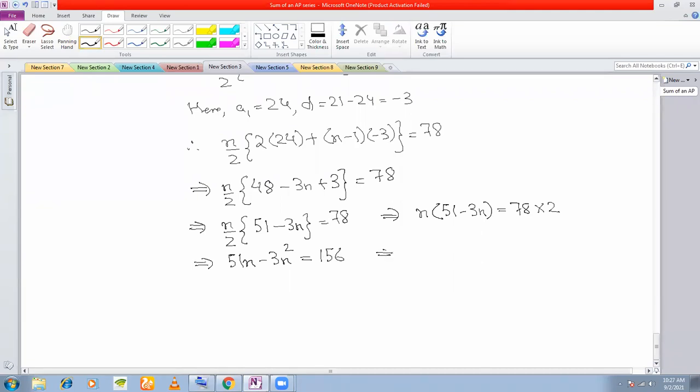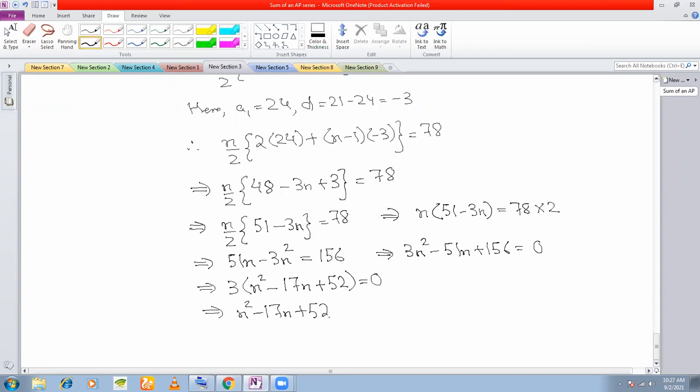We take n's on one side. Let us take all on the right hand side. You will get 3n square minus 51n plus 156 is equal to 0. Now from here, I think you can take 3 out. You get n square minus 17n plus 52 is equal to 0.